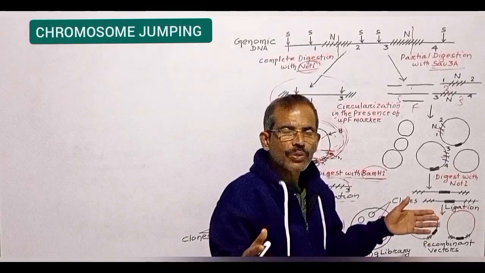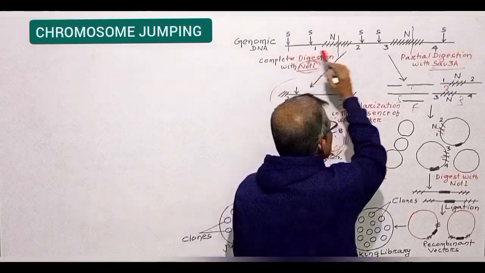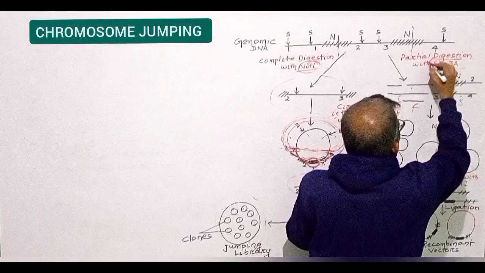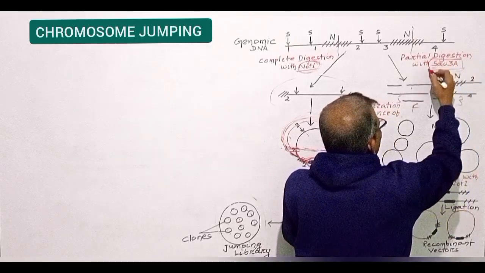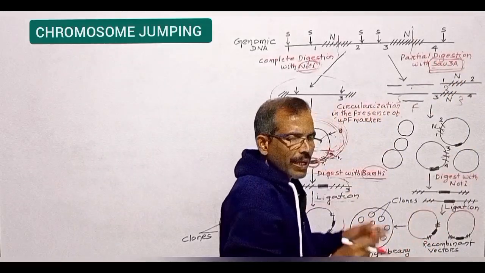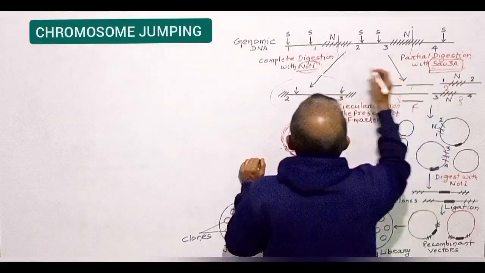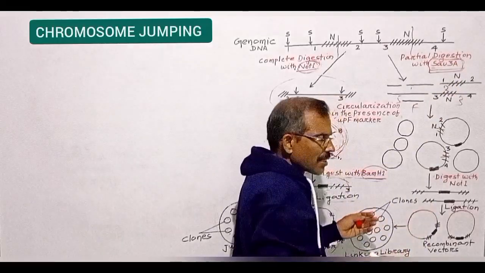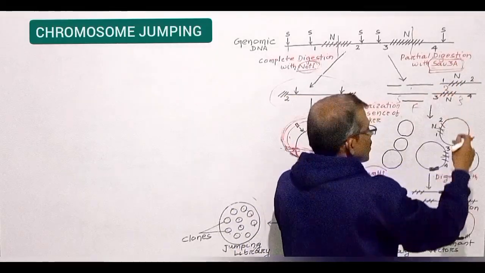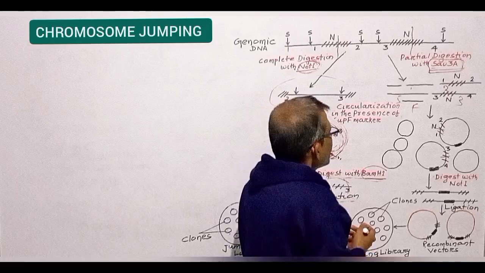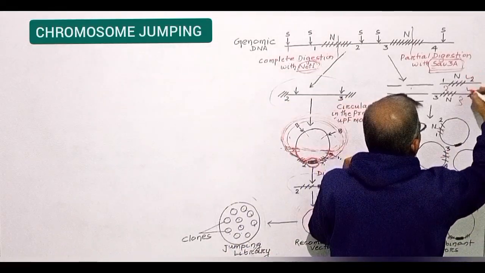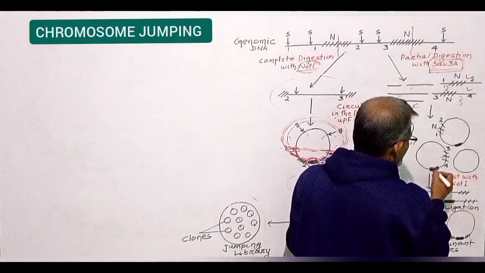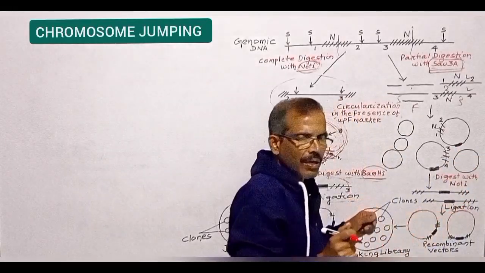Next, in order to construct the linking library, the genomic DNA is partially digested with Sau3A. This is a frequently cutting enzyme. When incubated, this enzyme will cut the DNA at specific recognition sites. As a result, numerous DNA fragments will be formed. Out of these, fragments of suitable size are selected and then circularized in the presence of the supF marker.